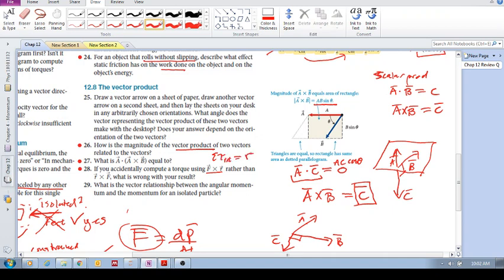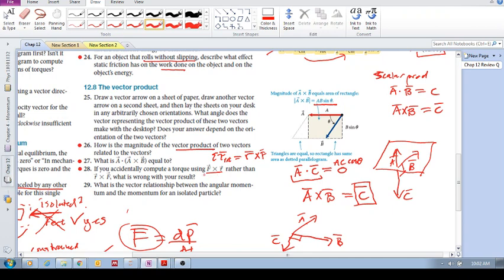28, if you accidentally compute a torque using F cross R, remember, the sum of the torques is equal to R cross F. That's important, by the way. R cross F. It's not F cross R. It's R cross F when you're doing the vector product. It has to be R cross F. So if you compute it saying F cross R rather than R cross F, what is wrong with your result? You tell me, what is wrong with the result?